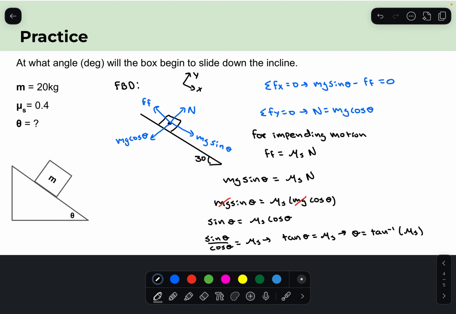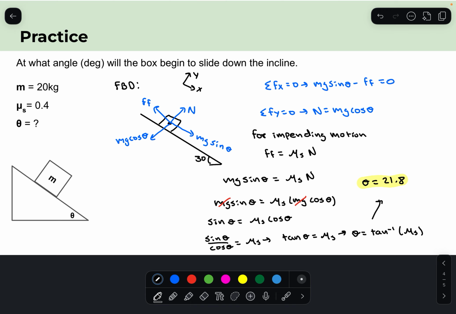Going from here, plugging everything in, plugging in 0.4 for that mu s, theta will be tan inverse of 0.4, which is 21.8 degrees. And that makes sense because at 30 degrees, our force of friction was not sufficient to keep the block from sliding. At 21.8, that is the absolute maximum we can have our incline be at before the block begins to actually slip and slide down the ramp.